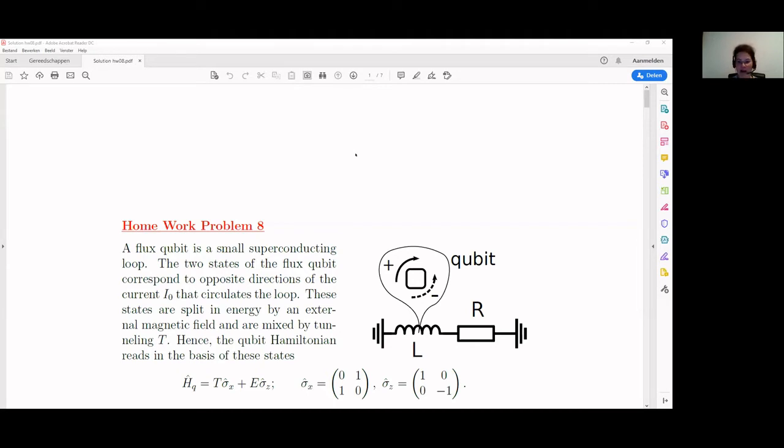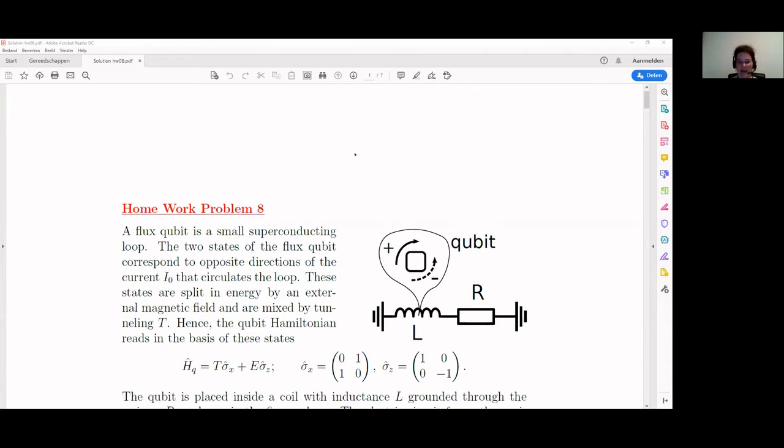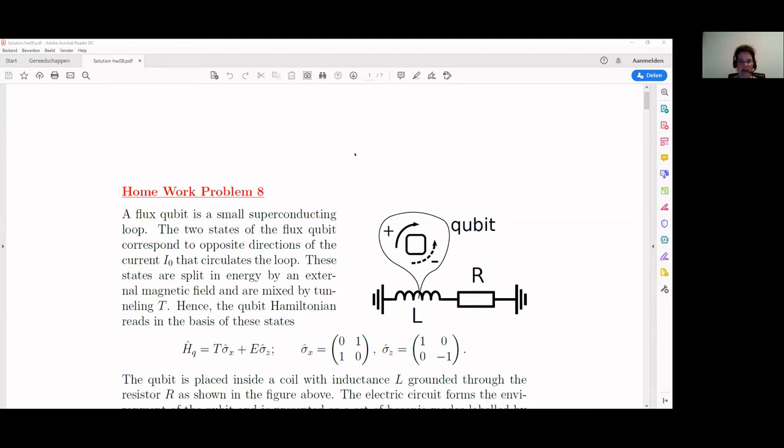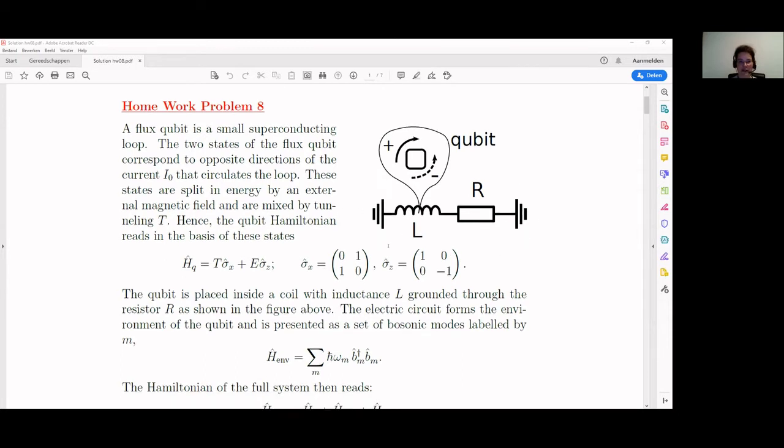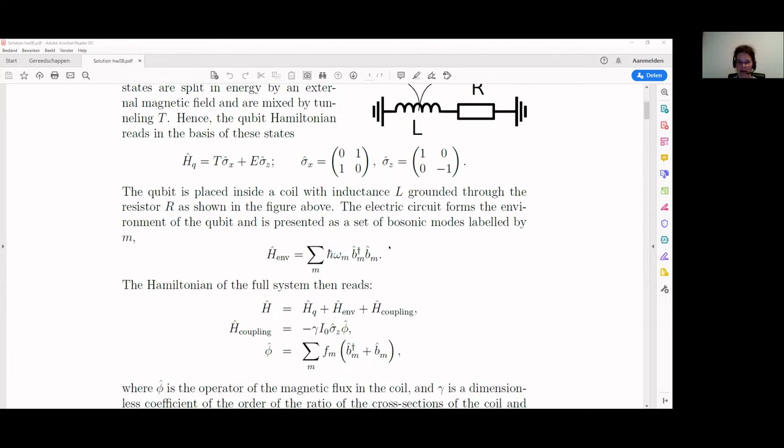So let's go through it. It's essentially about calculating decay rates, like problem 6, but in a very different setting. So here it is. You recognize the printout from the assignment itself. It's about a qubit, problem 8 here, coupled to some electronic circuit, which we'll come back to later. But first, the problem is described mathematically.